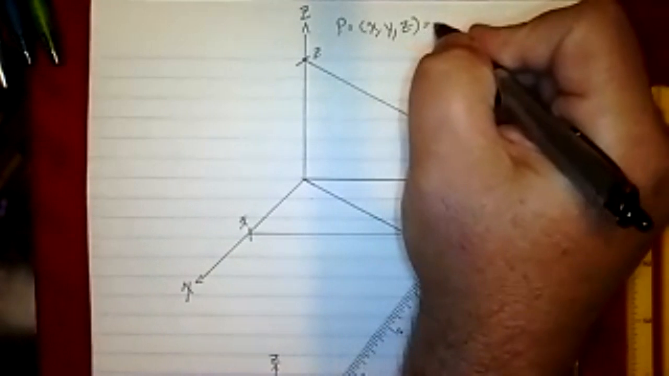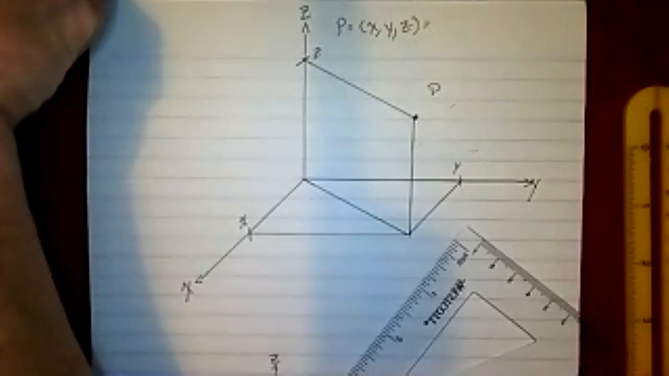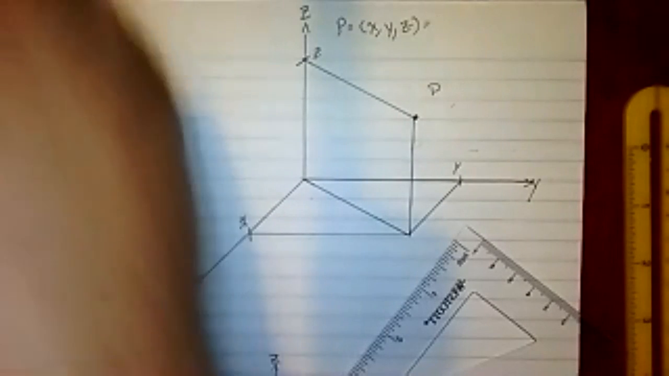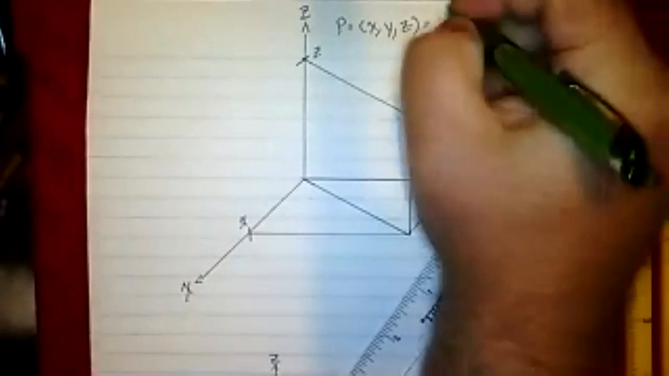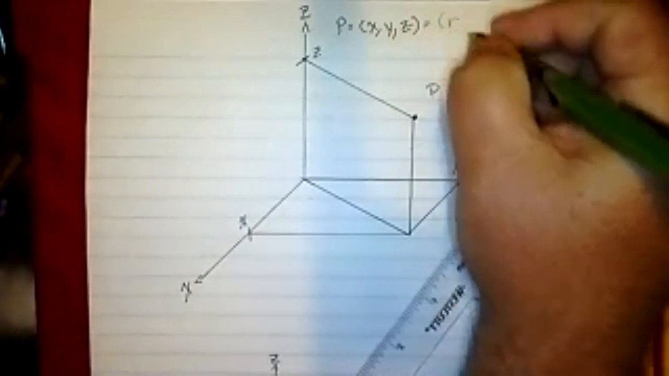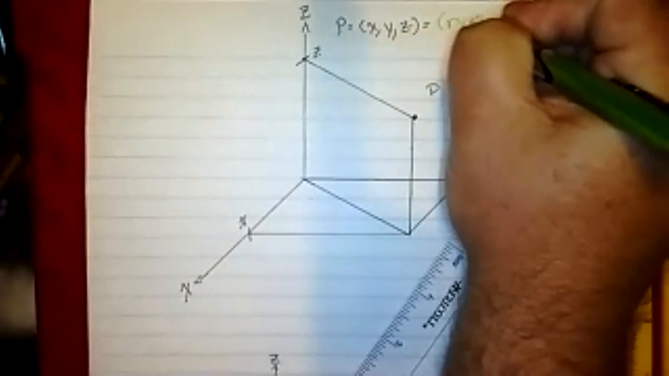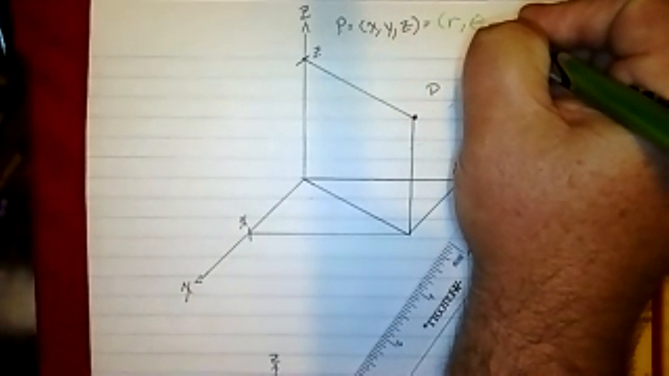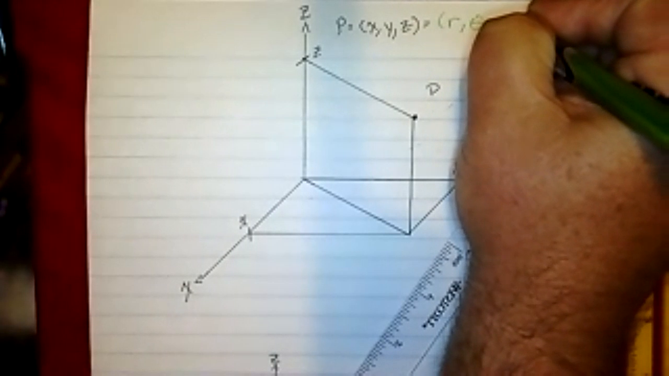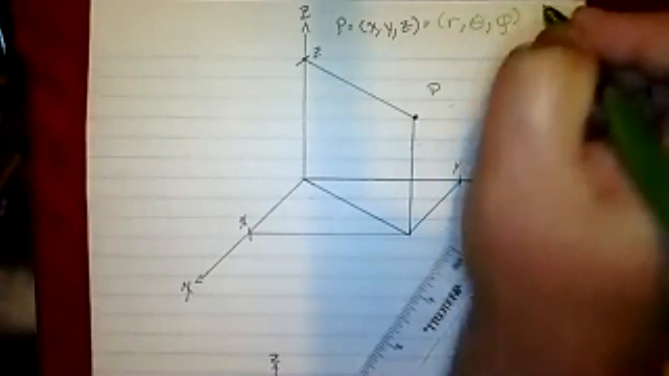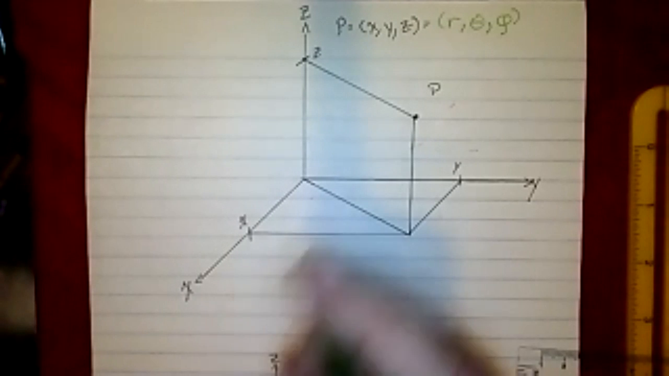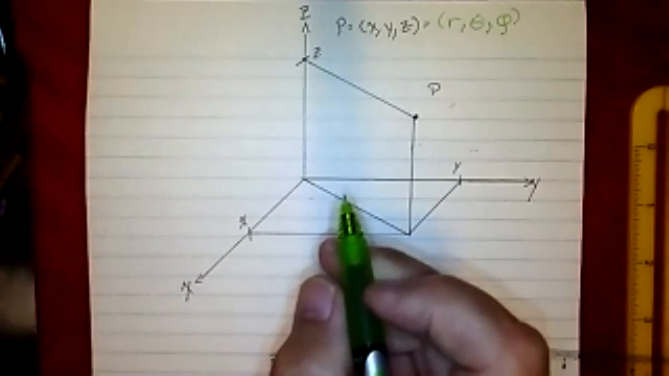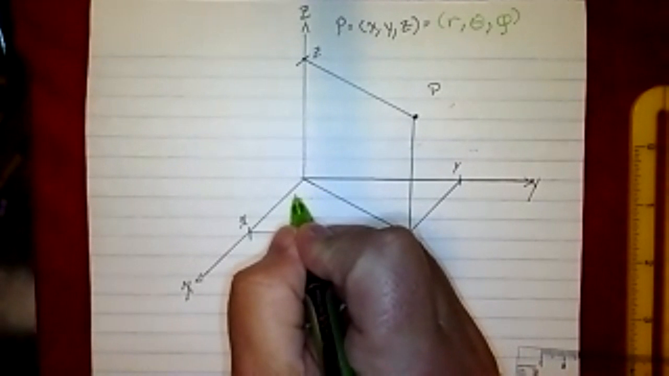But now I'm going to introduce a new coordinate system, and that coordinate system I'm going to use the green color for, and that coordinate system will be R, theta, which is the same theta from cylindrical coordinates, and phi, which is a new one. Some people pronounce that phi, by the way. I've always pronounced it phi. I'm not actually sure what Greek people would call it, but anyways.